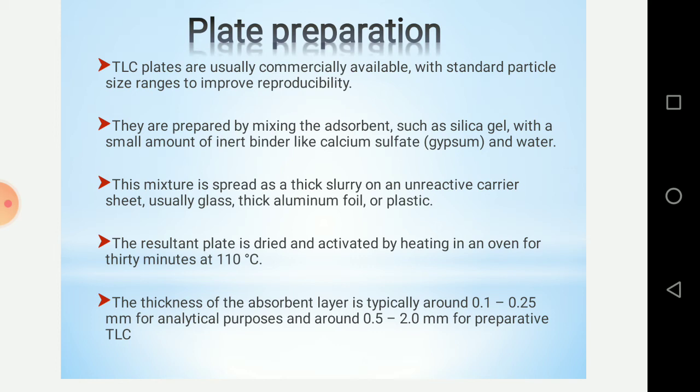The mixture is spread as a thick slurry on an unreactive carrier sheet, usually glass, thick aluminum foil, or plastic. The resultant plate is dried and activated by heating it in an oven for 30 minutes at 110 degrees Celsius. The thickness of the absorbent layer is typically 0.1 to 0.25 millimeter for analytical purposes, and around 0.5 to 2 millimeter for preparative TLC.